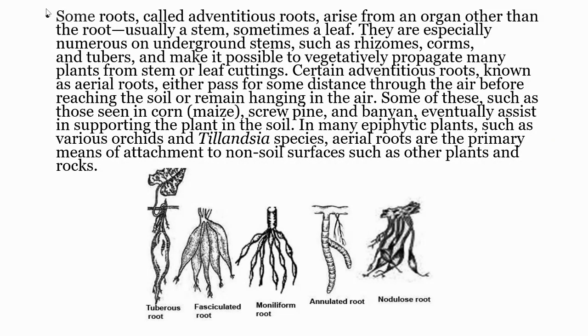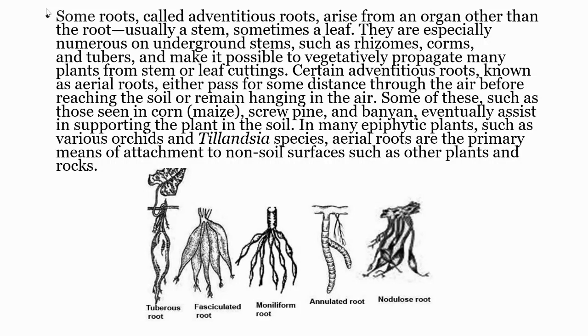Some roots, called adventitious roots, arise from an organ other than the root, usually a stem, sometimes a leaf. They are especially numerous on underground stems, such as rhizomes, corms, and tubers, and make it possible to vegetatively propagate many plants from stem or leaf cuttings. Certain adventitious roots, known as aerial roots, either pass for some distance through the air before reaching the soil or remain hanging in the air.